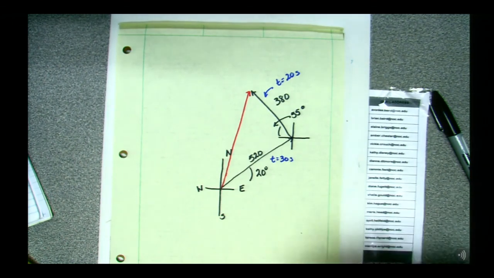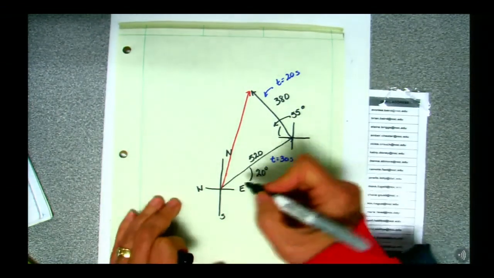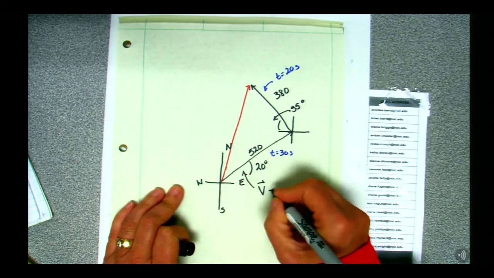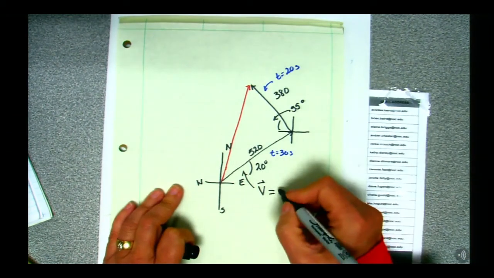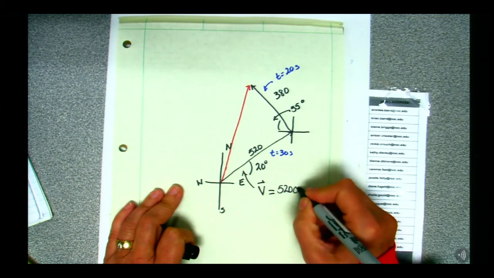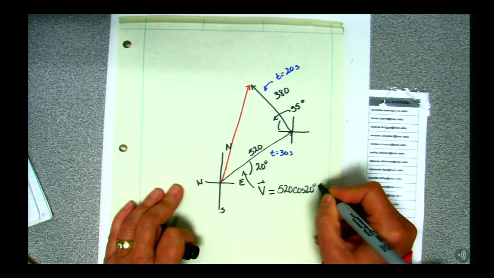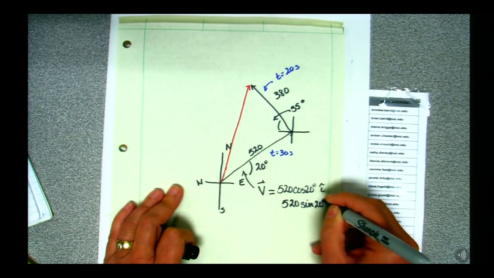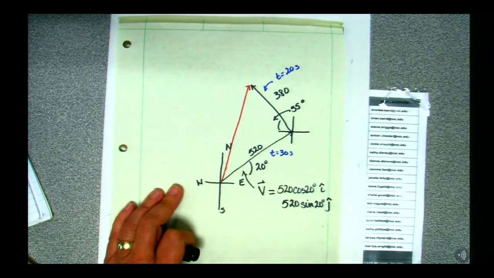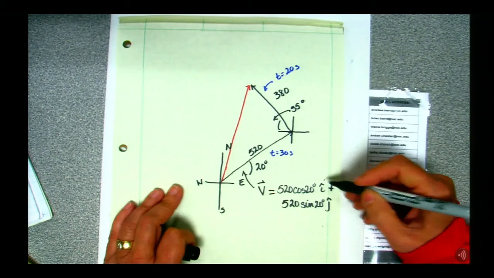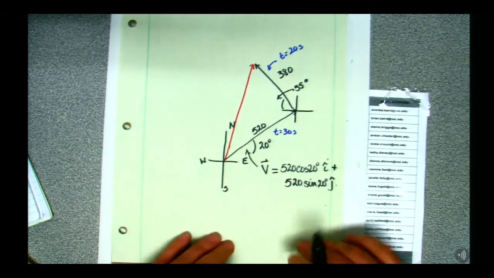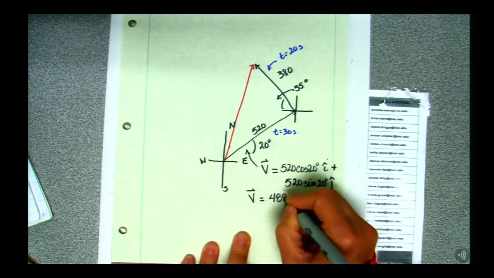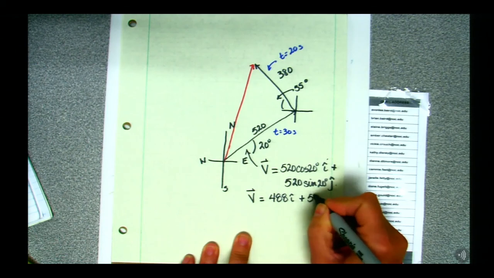So the way I did it is I said, all right, this vector here, this is vector 1. Vectors have direction and magnitude. I'm going to do my 520 cosine of 20 degrees. That's in the I direction. 520 sine of 20 degrees in the J direction. That's in my X direction and my Y direction. So vector 1 can be written as 488 I plus 520 J.